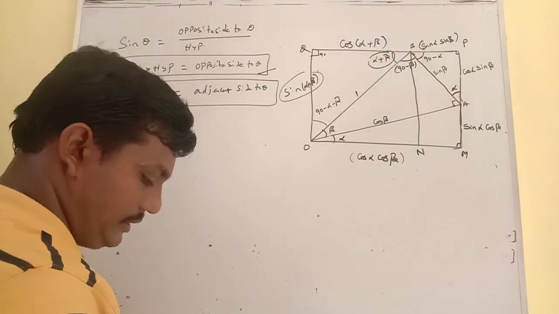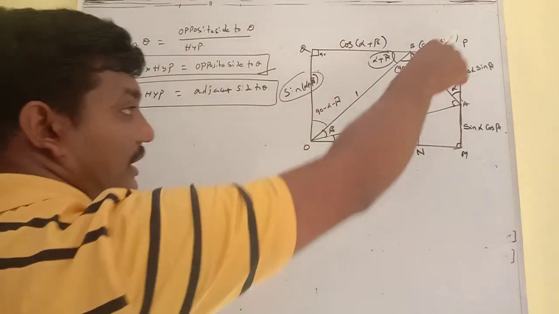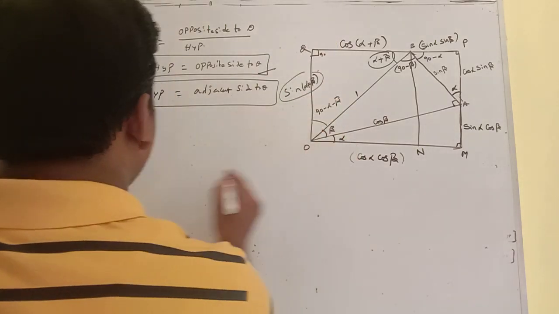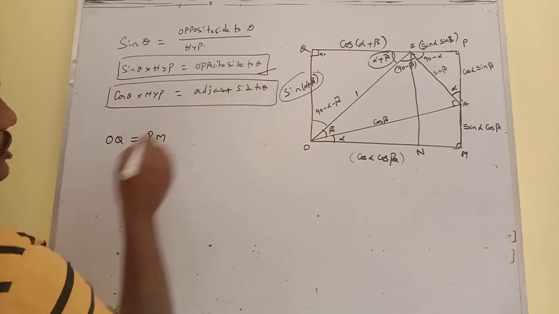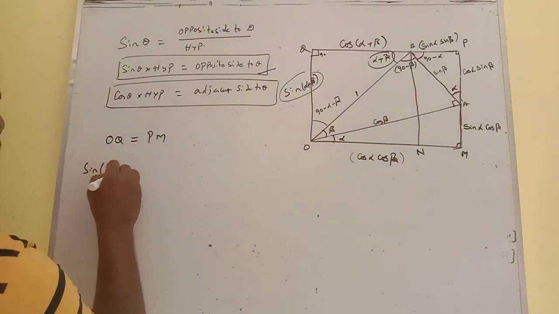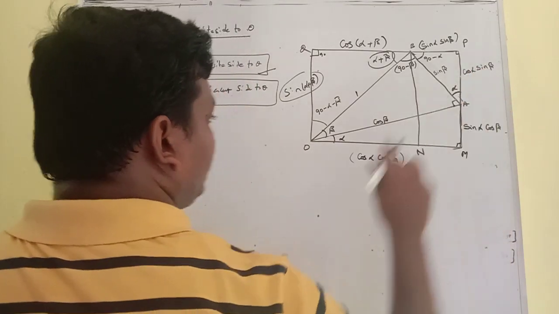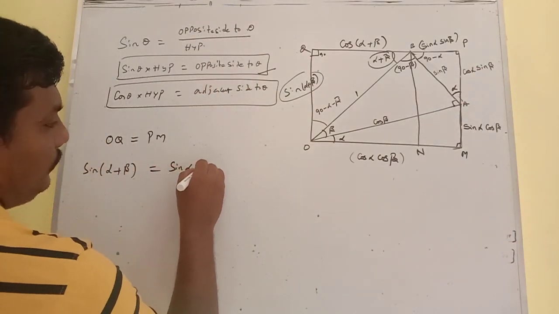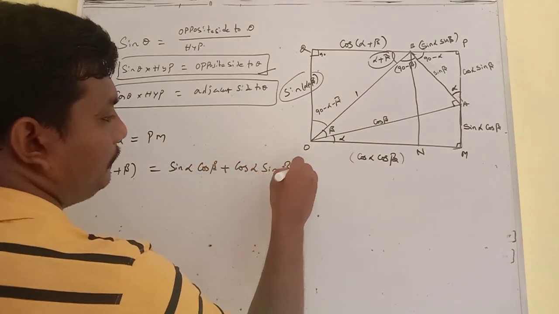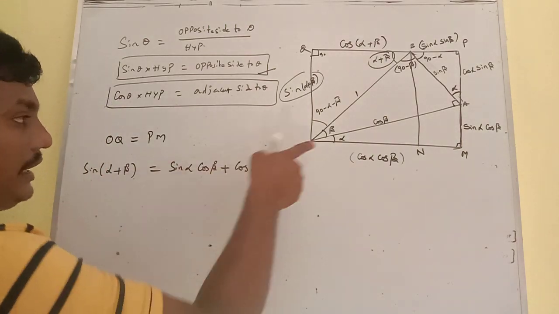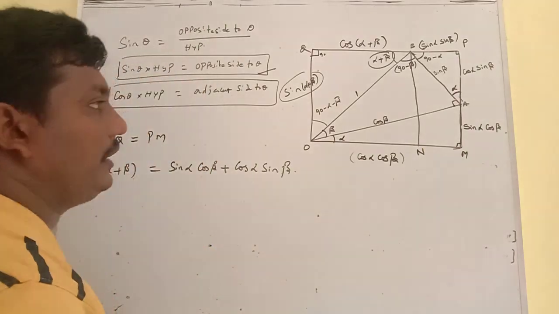Now from this rectangle we concluded that opposite sides of a rectangle are equal. Then what is the opposite side here? So OQ is equal to PM. OQ is nothing but sin alpha plus beta, which is equal to PM. PM is sin alpha cos beta plus cos alpha sin beta. So this is sin alpha plus beta by using the rectangle method.